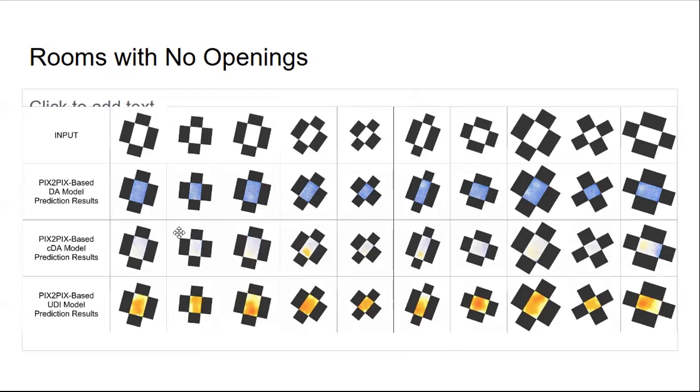As a result, all 3 models should predict blue areas all across the work plane. Because we don't have windows, they shouldn't record any daylight, and at the end of the day, it should be blue, right? However, only the DA model correctly predicted this, while the CDA and UDI models produce completely wrong results. This discrepancy may stem from the models' algorithms.